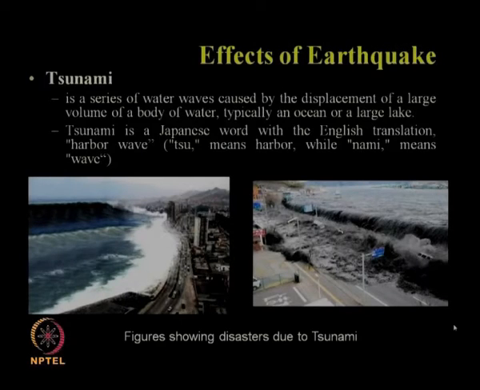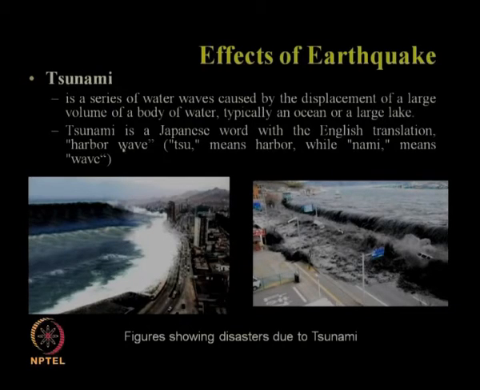Now, another effect of an earthquake is the tsunami. What is a tsunami? Let us first understand this word. This picture shows the disaster of a tsunami. It is a series of water waves caused by the displacement of a large volume of a body of water, typically in an ocean or in a large lake. So, it occurs in a large water body, either an ocean, a sea, or a very large lake.